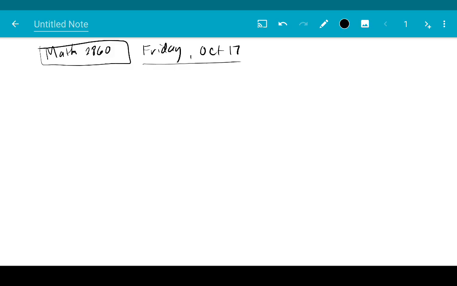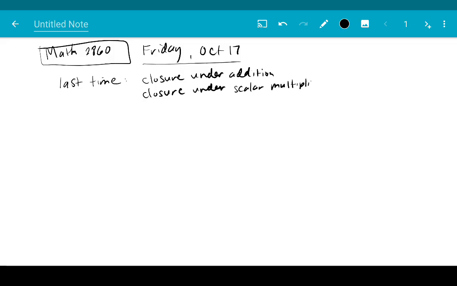All right, so last time, near the end of class, we were talking about the conditions that we called closure under addition and closure under scalar multiplication. And these are both properties of a set. Let me write them both down. Closure under addition and closure under scalar multiplication. And these are properties of a set.